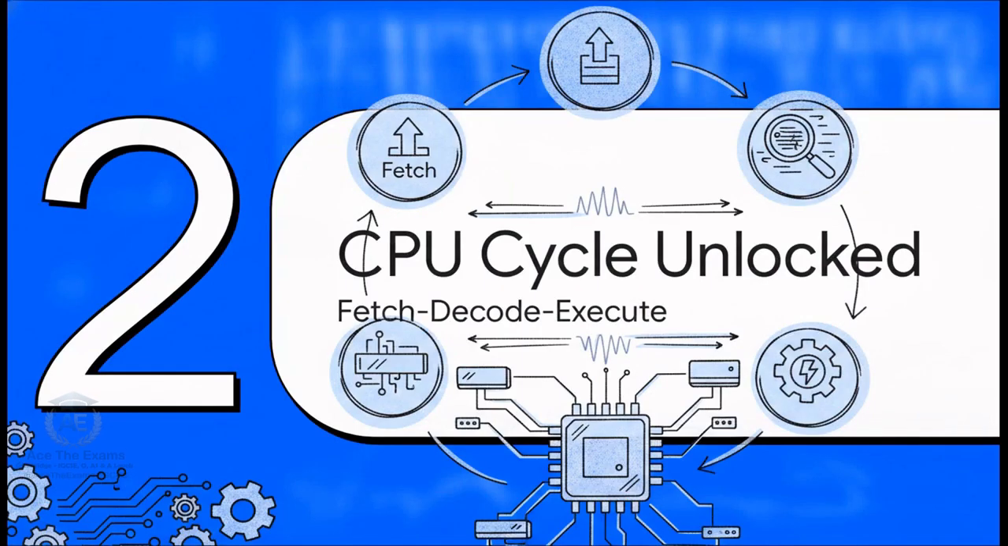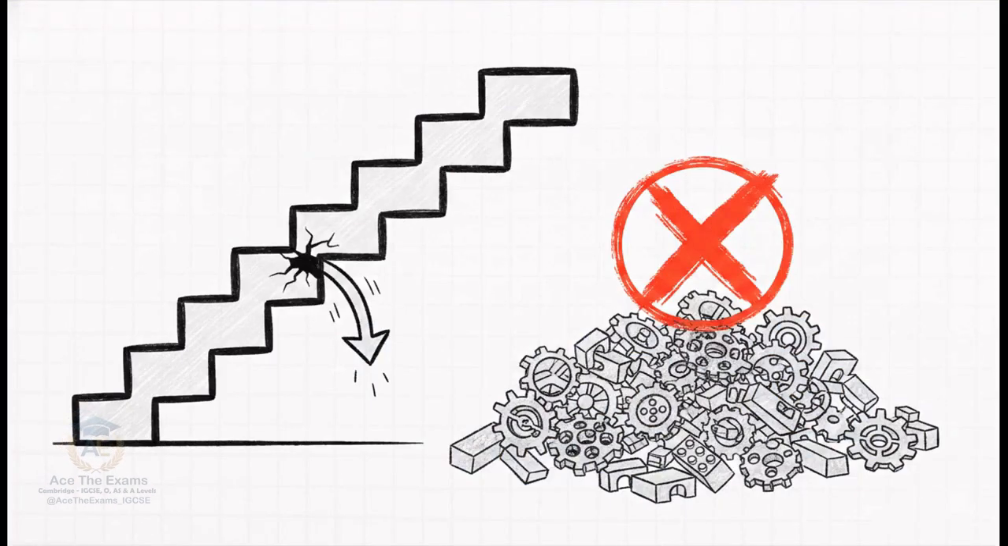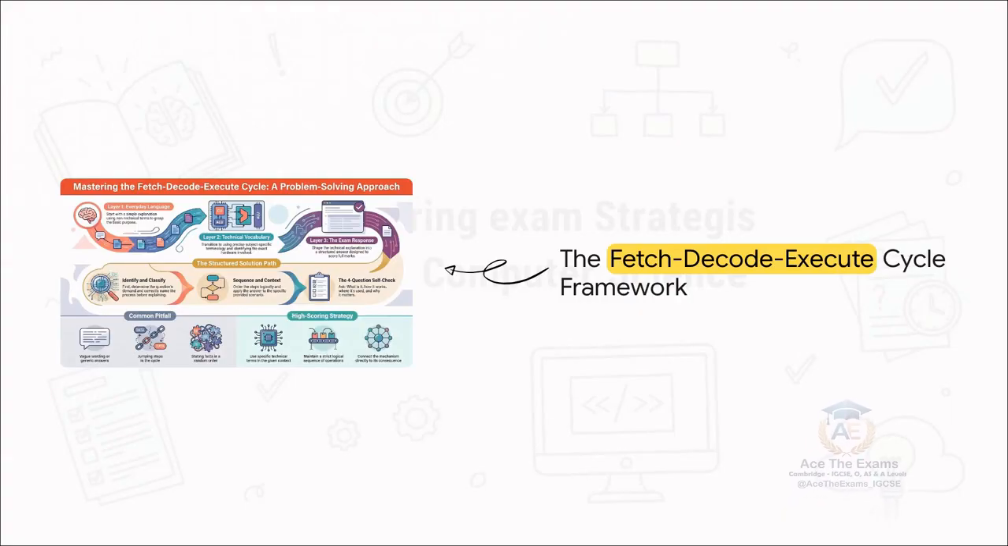Moving right along to Section 2, the CPU cycle unlocked. The most common pitfall here isn't actually a lack of knowledge. It's jumping steps. Students frequently lose points by just dumping random facts onto the page instead of presenting a strictly logical step-by-step sequence of operations. So to avoid that whole jumping steps trap, start with your everyday language, and then deliberately force that into technical vocabulary. You want to identify the exact hardware components involved, like the control unit, or CU, and the arithmetic logic unit, the ALU, and mentally map out the strict sequence you have to follow.